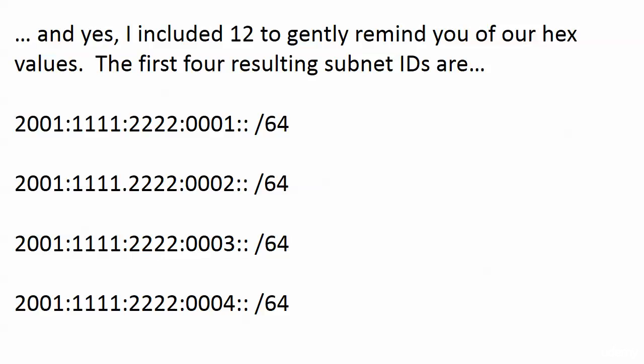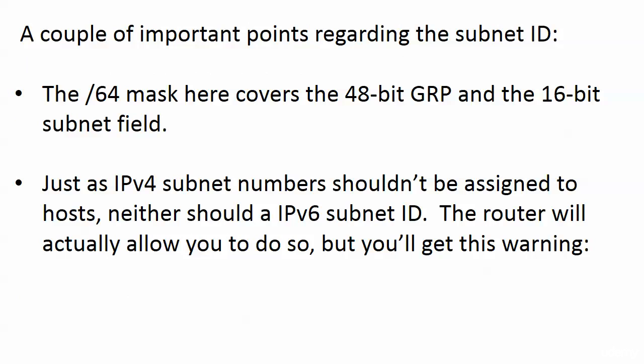So the first four resulting subnet IDs are, and they're all going to begin with the same GRP, 2001 and then 1s and then 2s. And then the fourth block is our subnet number block, if you will. And we started there with 1, 2, 3, 4, and the double colon representing that right now everything else is a 0. Then you've got your /64 there now, because we're not using a /48 because this includes the 16-bit subnet field. So a couple of important points there, and that's what I just said actually. The 64-bit mask covers the 48-bit GRP and the 16-bit subnet field.